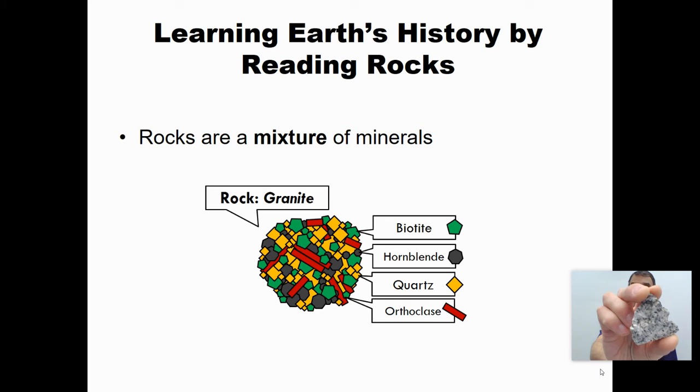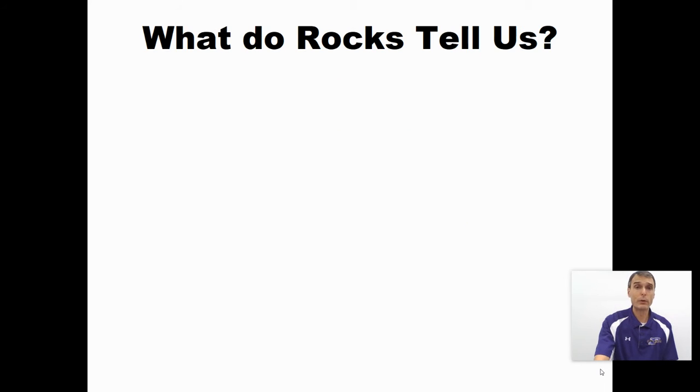This is what granite looks like. So this diagram is showing you all of the different stuff that's inside granite. Okay, so it's a mixture, if you remember what mixture means.